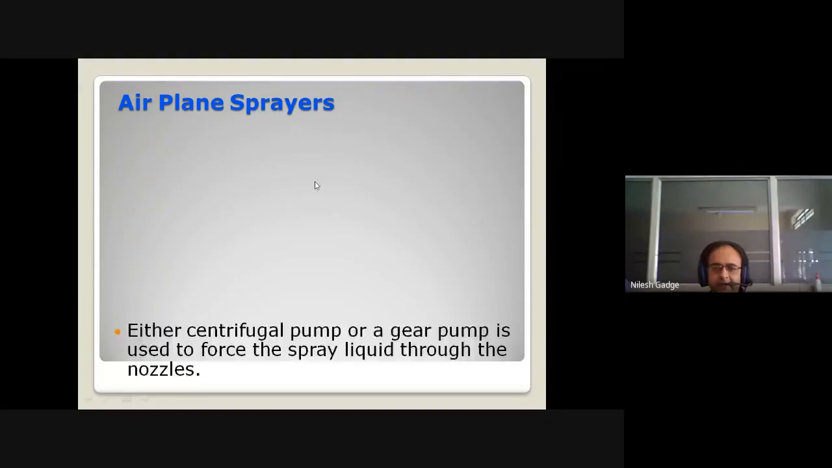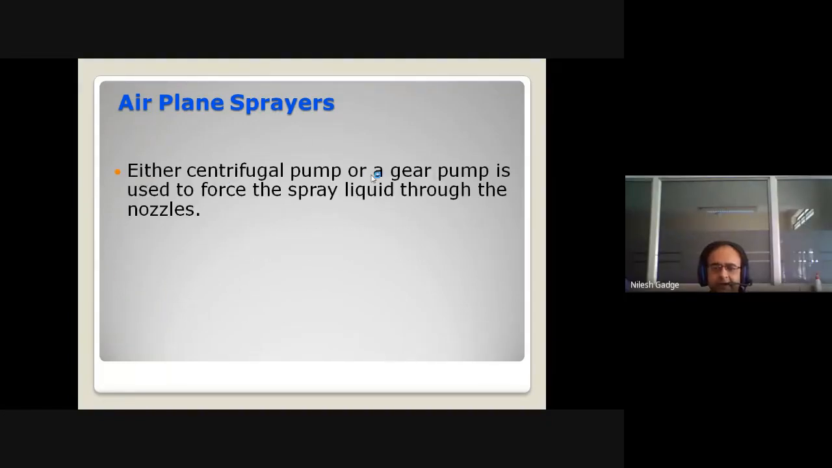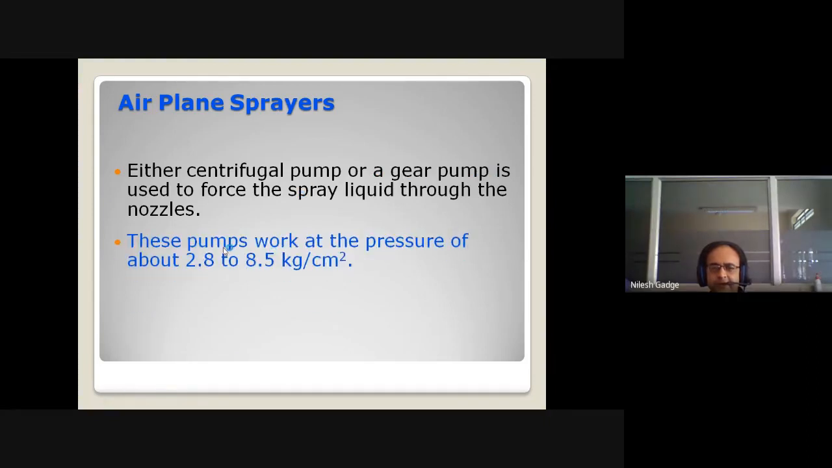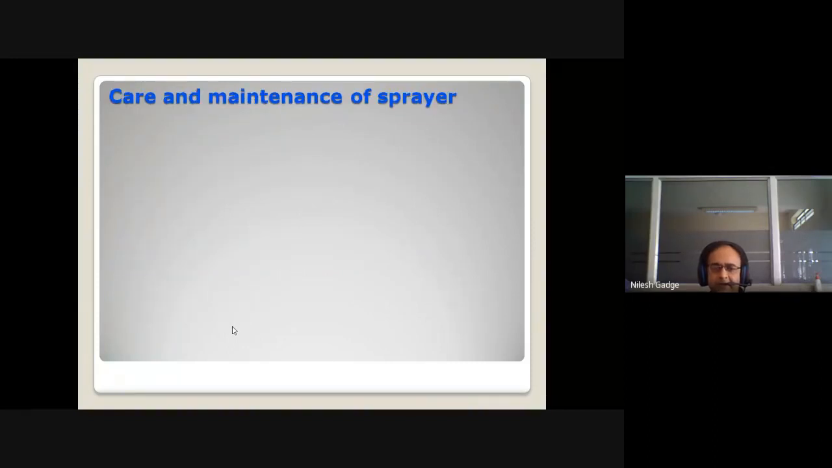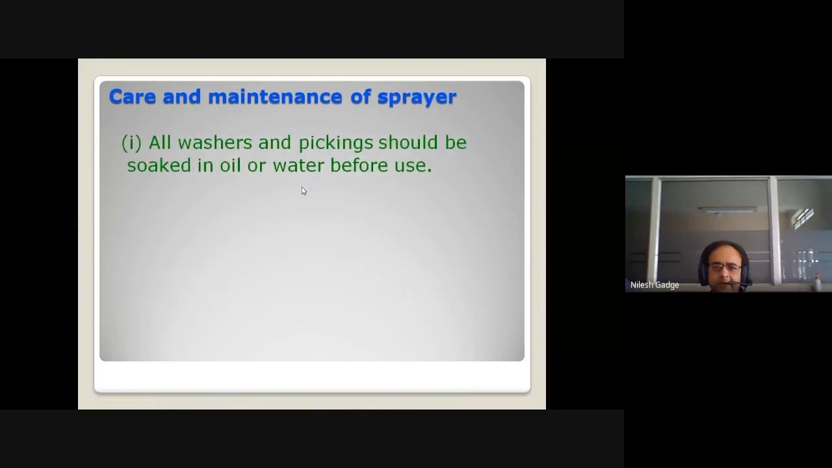Airplane sprayers are there. So either a centrifugal pump or a gear pump is used to force spray liquid through the nozzles. This pump pressure is about 2.8 to 8.5 kg per centimeter square, and the tank capacity is 200 to 2550 liters. Then care and maintenance of the sprayer.